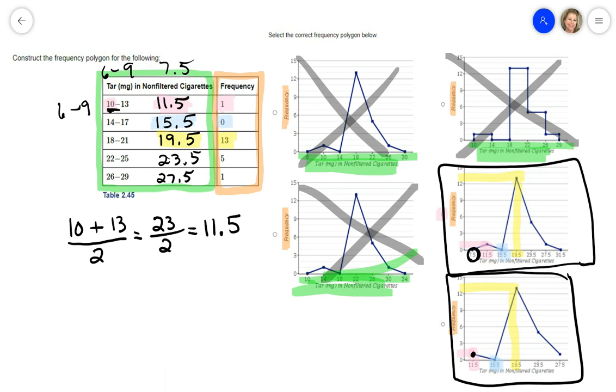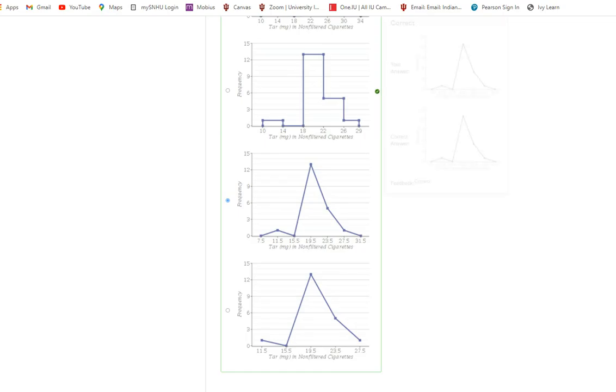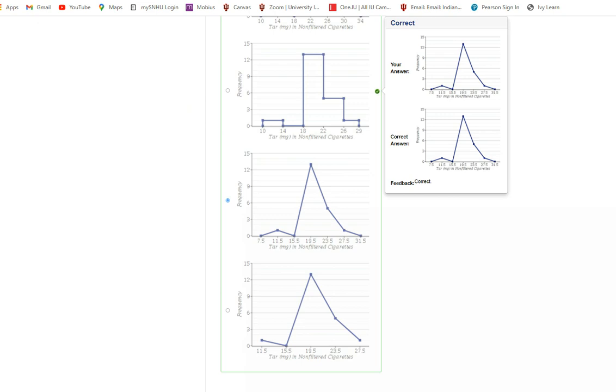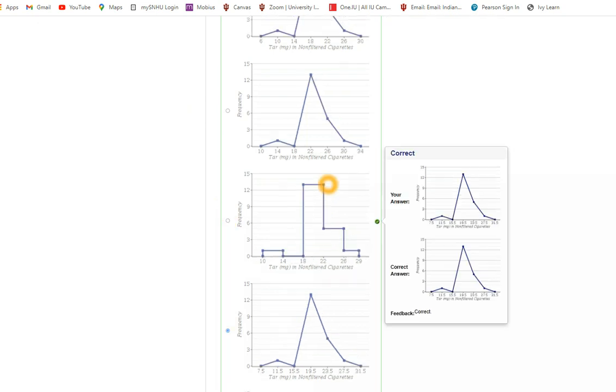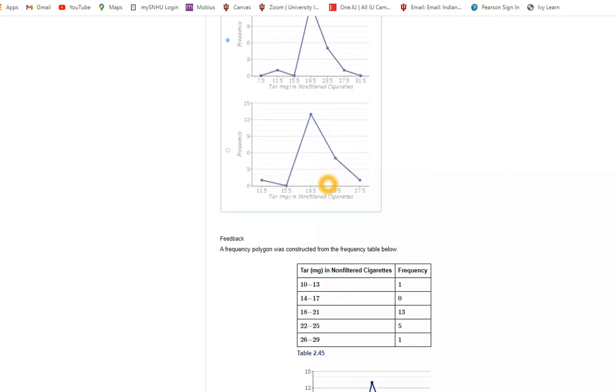And I have already gone back to Mobius and verified that just to show you. There's my green, and I've got my answer right there, and you can see it's this one here. Hope that explains frequency polygons.